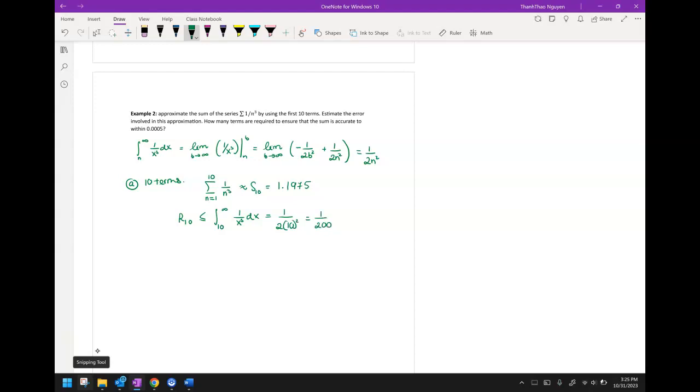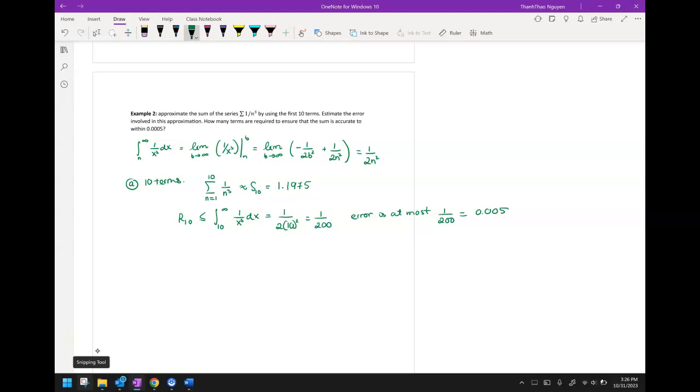So that is the remainder. So the error is at most 1 over 200, that is 0.005.